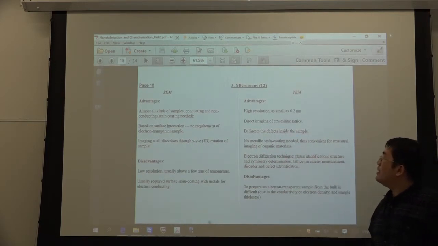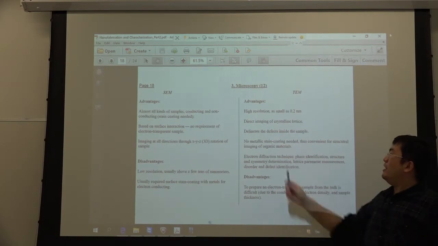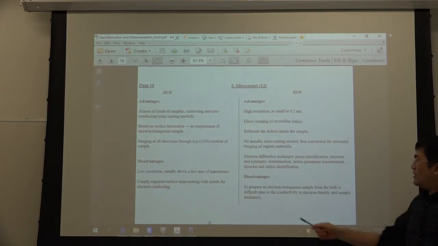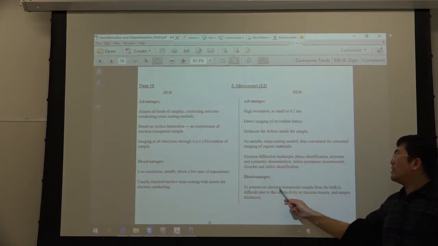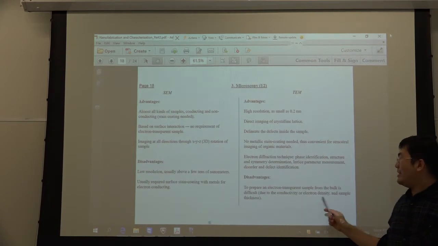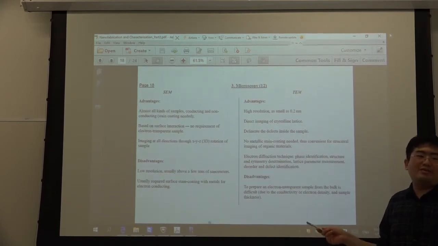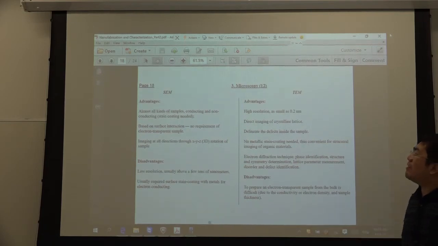This is called TEM, and no metallic coating is needed. So it's very good. We also can do some other techniques. But there's a disadvantage. It needs an electron transparent sample. The thickness or the conductivity should be controlled to make this. This is SEM and TEM.